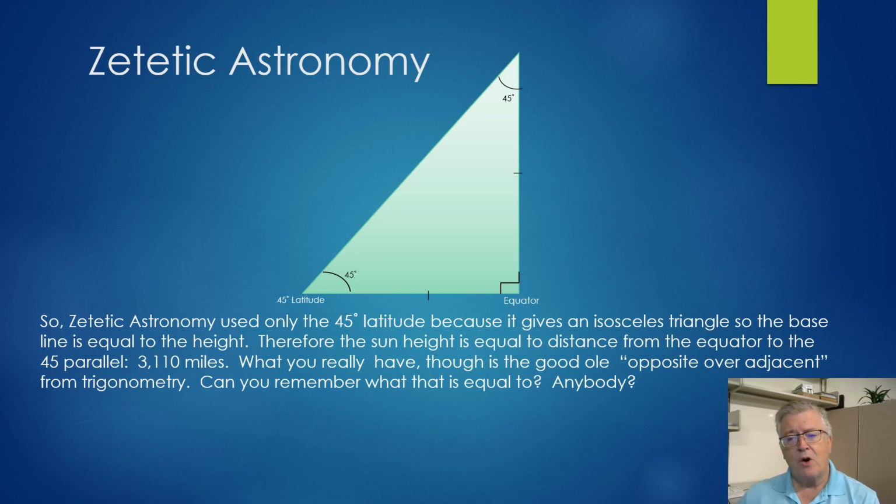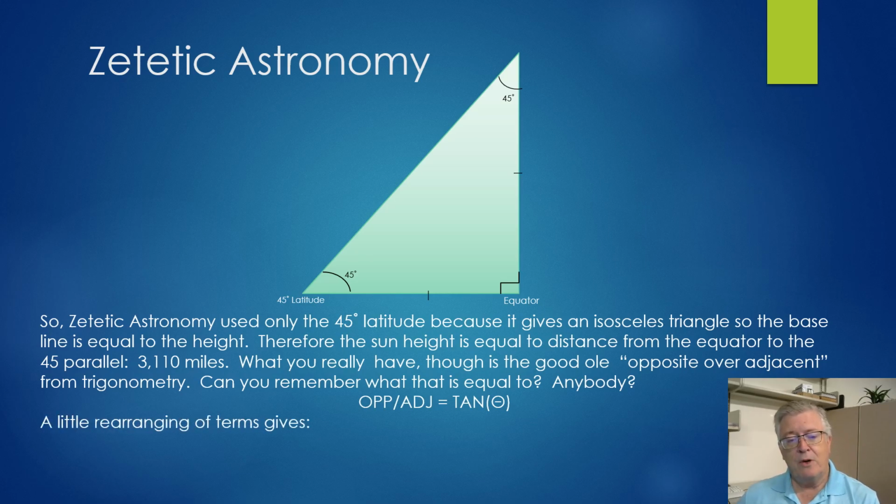What you really have, though, is the good old opposite over adjacent from trigonometry. So does anybody remember what that's equal to? Anybody? I'll give you a second here to think about it. Opposite over adjacent. What is that equal to? So opposite over adjacent is equal to the tangent of the angle between the hypotenuse and the base. So here it's that 45 degrees.